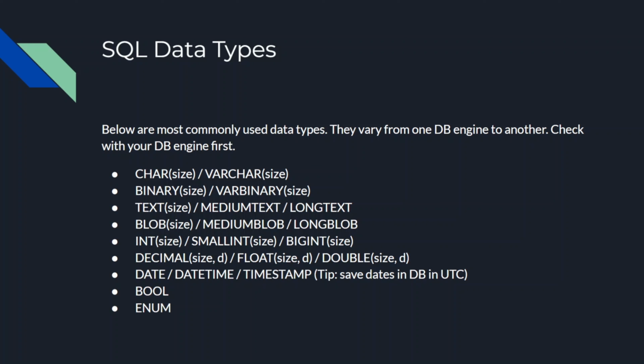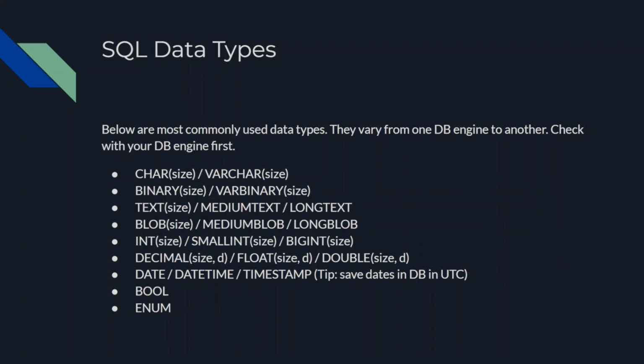Integer, small int, big int for integer values. Decimal, float, double for floating point numbers. Date, datetime, timestamp for handling date and time data. Remember, store dates in UTC for consistency. Bool for Boolean values. Enum for creating a list of possible values for a column.